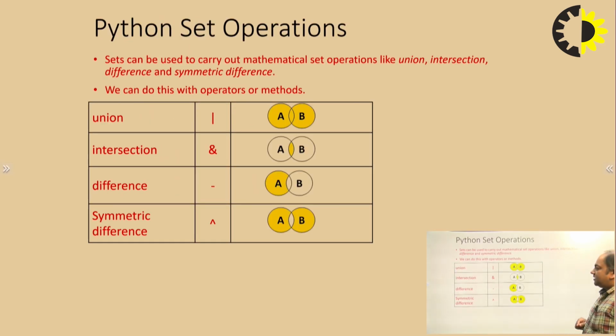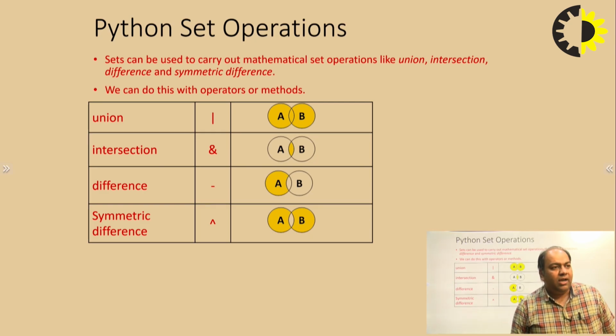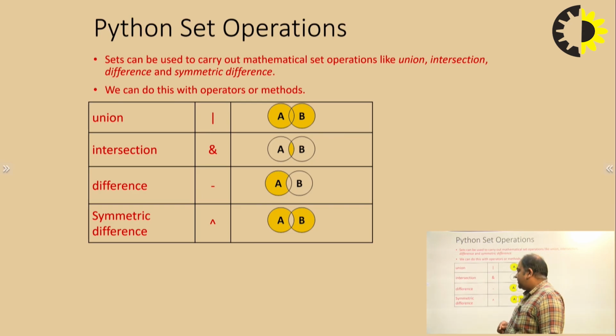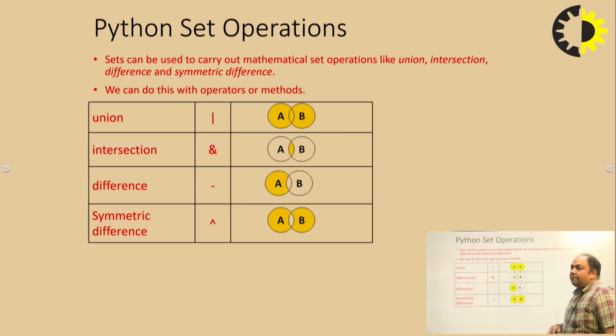The set operations are union, intersection, difference and symmetric difference. As you can see in the chart, union takes all the elements, intersection takes only the same elements, difference is A minus B or B minus A, and symmetric difference is the opposite of intersection.